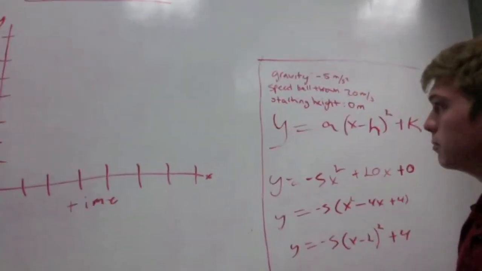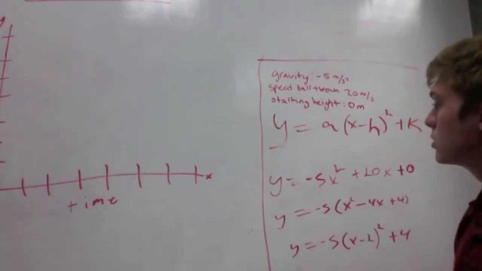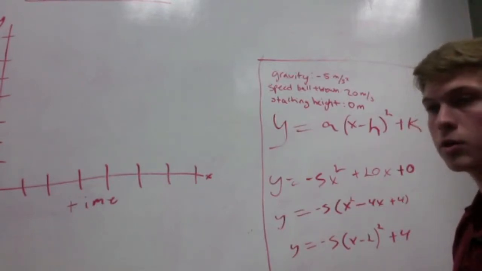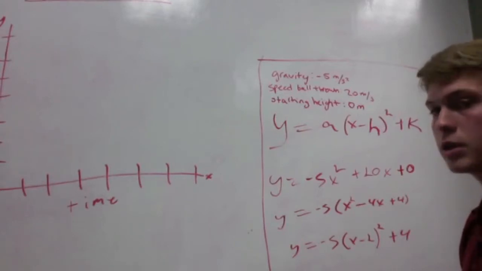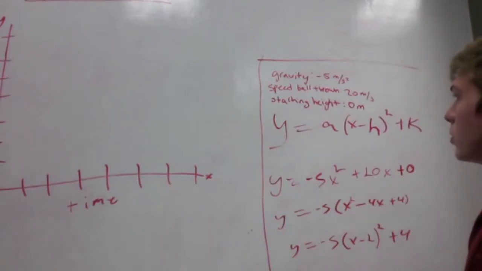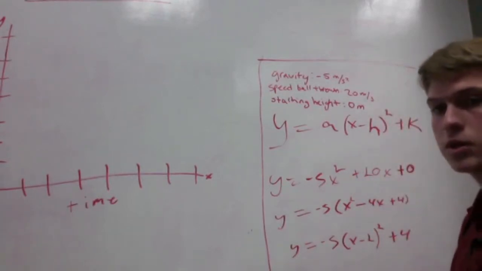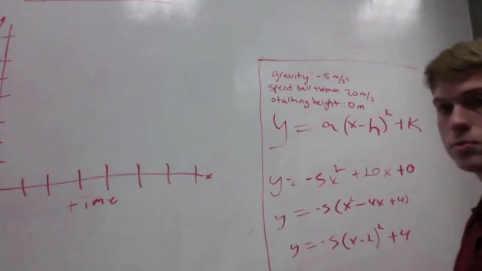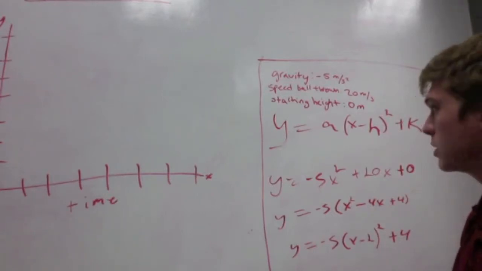Hi, so we have an example here on how to use the vertex form in the quadratic equation. In this case, we're going to be throwing a ball and seeing how high it gets and at what time it'll get its highest height. So in real life, the gravity is negative 5 meters per second squared. We're throwing this ball at 20 meters per second, and our starting height is at 0 meters.